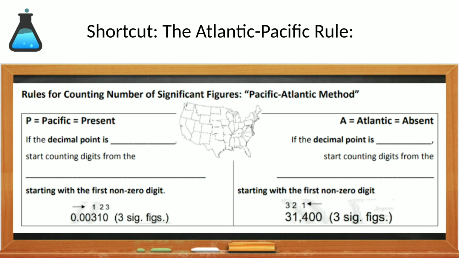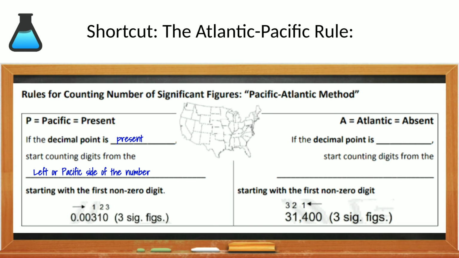Although the 4 significant figure rules we just discussed are always true, I find them a little hard to remember. Let me show you a shortcut I like to use called the Atlantic and Pacific rule. The Atlantic and Pacific rule are based on the locations of the Atlantic and Pacific Ocean relative to the contiguous United States.